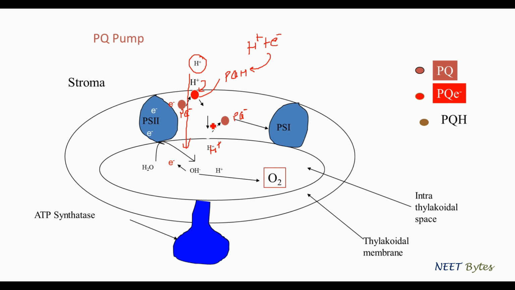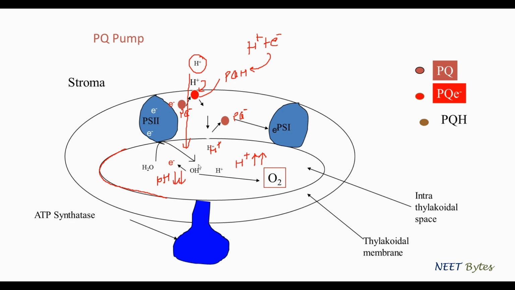Okay, mind it, there are two sources of H ion in the intrathylakoidal space. One is the photolysis of water and the second is the plastoquinone pump. Now what is the fate of this H ion? Slowly the concentration of H ion will increase. This entire inner membrane will not allow the passage of H ion. So definitely what will happen? The pH will become very, very low, or acidic.